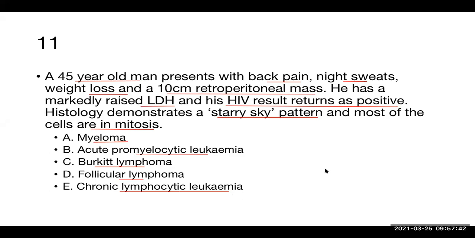It's Burkitt's lymphoma. C. Why? Okay. Why? Can you give me the reason, please? You can speak one after the other. Okay. I will listen to both of you.